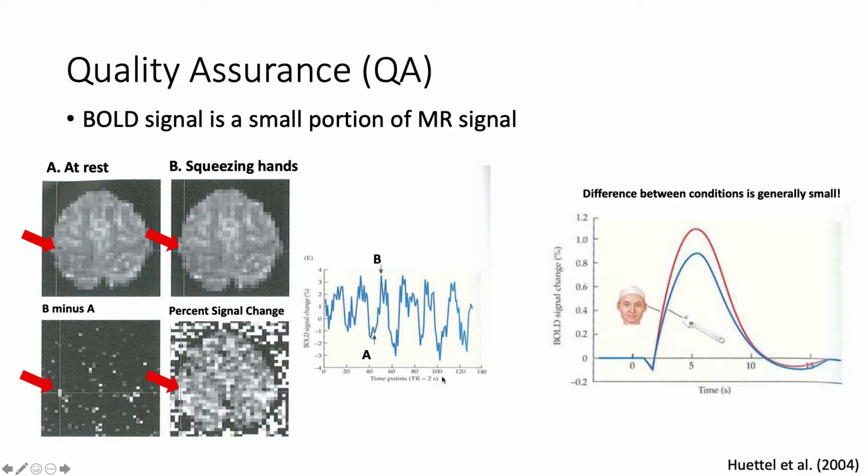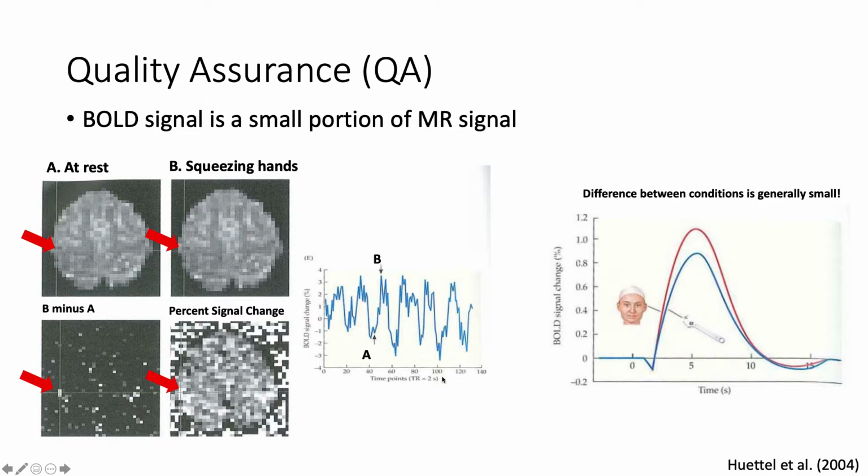And on this other panel with the time course, the time series, they show the time course of the mean signal of a voxel over the 140 time points. You can see where A is, where they're resting, and B, and it's about a 4% difference. And so it's a really tiny signal.